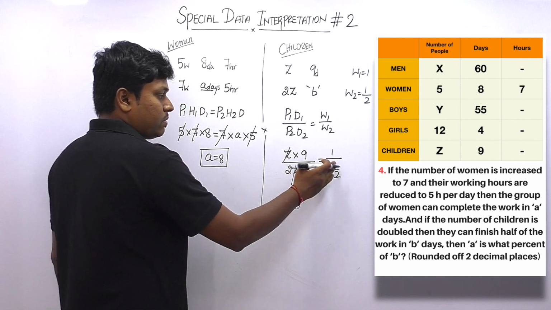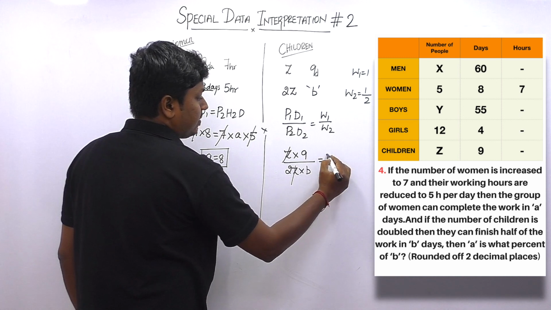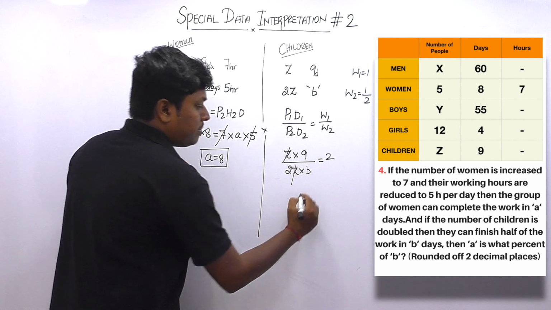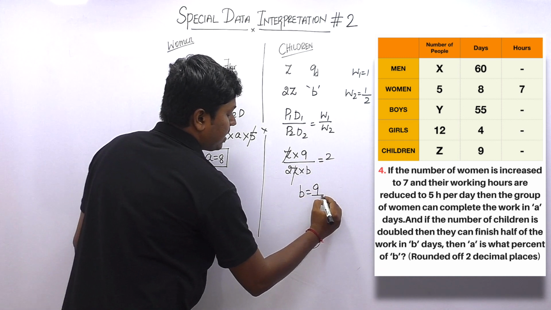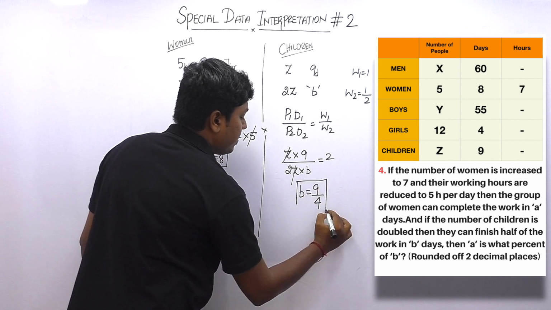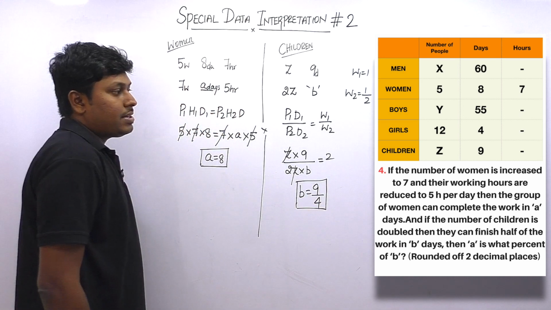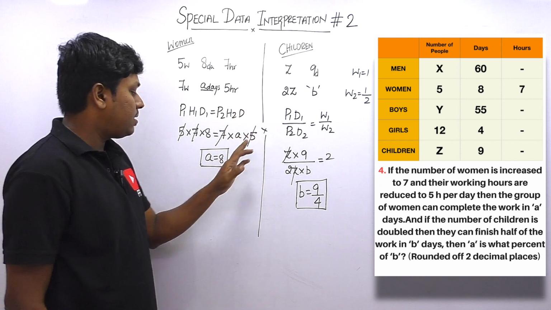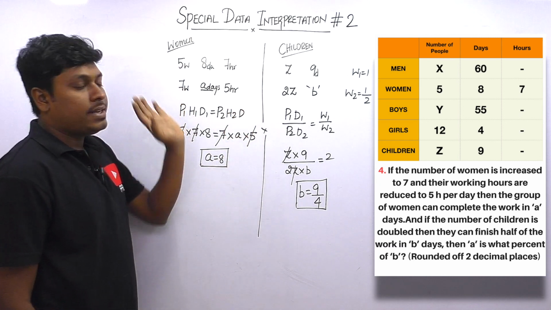So 1 by 2, this goes to the numerator. So finally we can say that 2. So I think B is equal to 9 by 4. So finally we got an answer, that is B is equal to 9 by 4 by using the data that was given for the children, and A is equal to 8 where the data is given for the women.